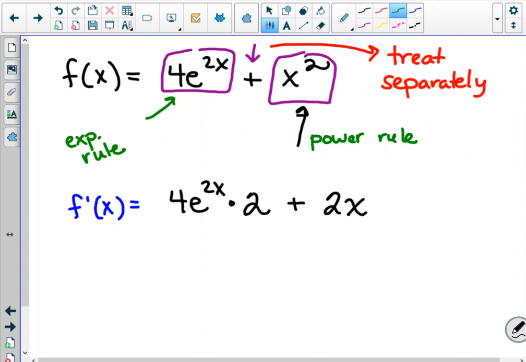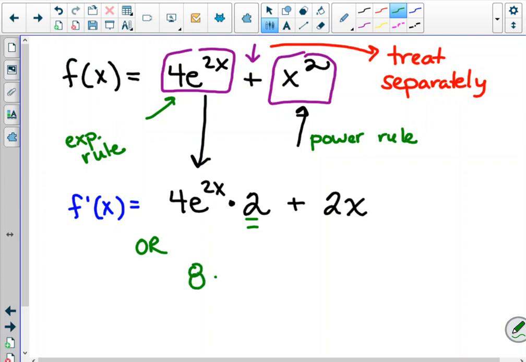4e to the 2x's derivative. Notice that there's 4e to the 2x showing up times 2, because that's the derivative of 2x. That's the chain rule part of exponential rule derivatives. And then x squared, well, he's just a polynomial term, so we do power rule for him. Derivative of x squared is 2x. And so that's a good answer.